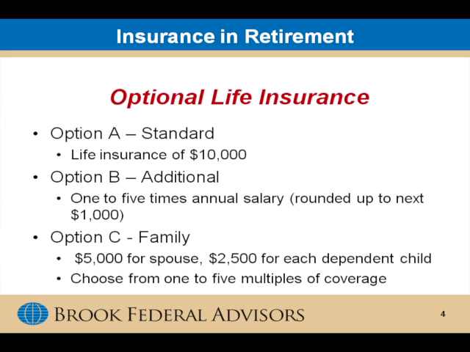And option C is family coverage, where you're actually insuring the life of family members. That's $5,000 for a spouse and $2,500 for any dependent children. Again, that allows you to choose a 1 to 5 multiple.